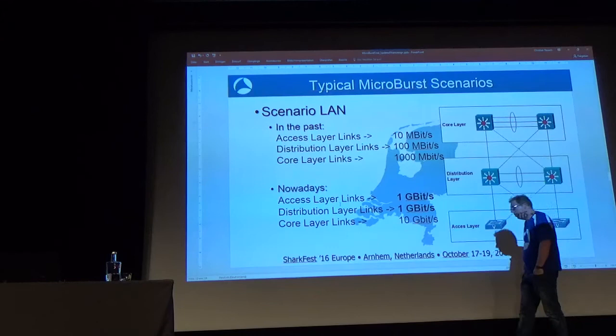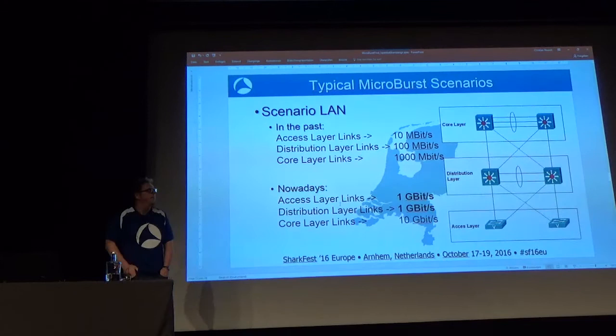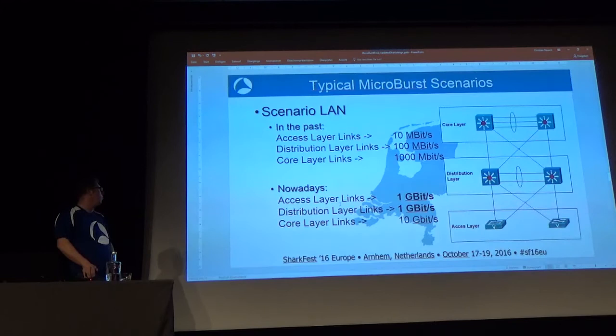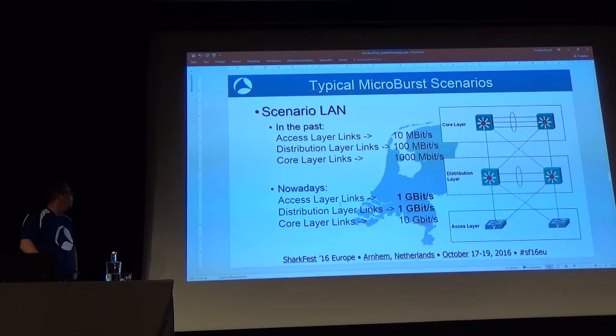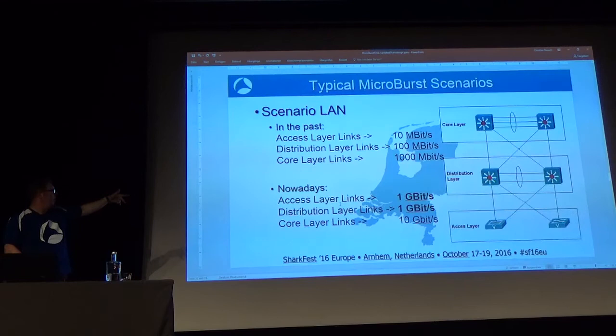So what we have learned so far is that the risk of microburst was not really there. It was there, but it was at a minimum. So why was it so? Because we have seen that 100 Mbit is able to transmit 10 times more frames than 10 Mbit. Yeah?